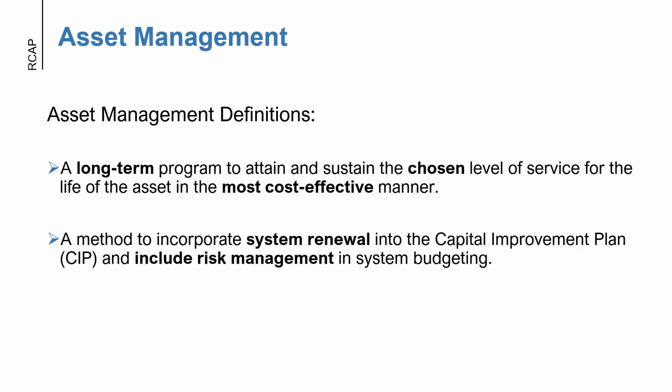So to get us started, we can talk about some definitions for asset management. Asset management is a long-term program to attain and sustain the chosen level of service for the life of an asset in the most cost-effective manner. You can also think of it as a method to incorporate system renewal into your capital improvement plan, which will sometimes be seen as CIP, and include risk management in your system budgeting.